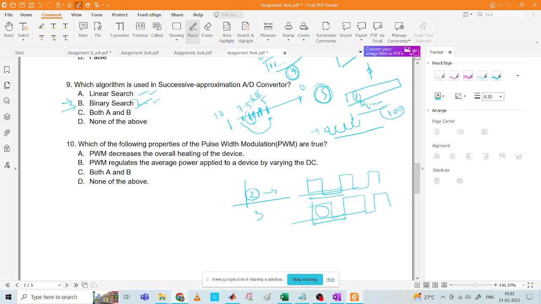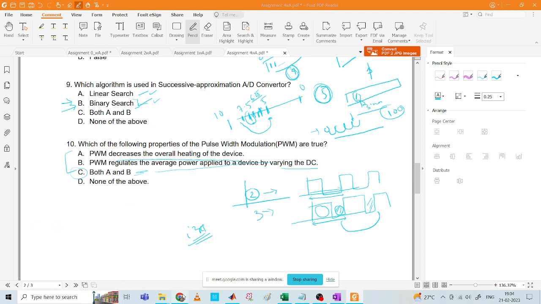So you see that it helps in both A and B. Why? It decreases the overall heating of the device. Because if you had given 3 volts continuously, you would have taken I squared RT in the device. But right now you have some off period here. This is my off period. So when you have an off period like this, the overall heating of the device reduces. It also regulates the average power applied to the device by varying the DC, because as you change the width of the pulse, you can vary the DC voltage. So it is both A and B.